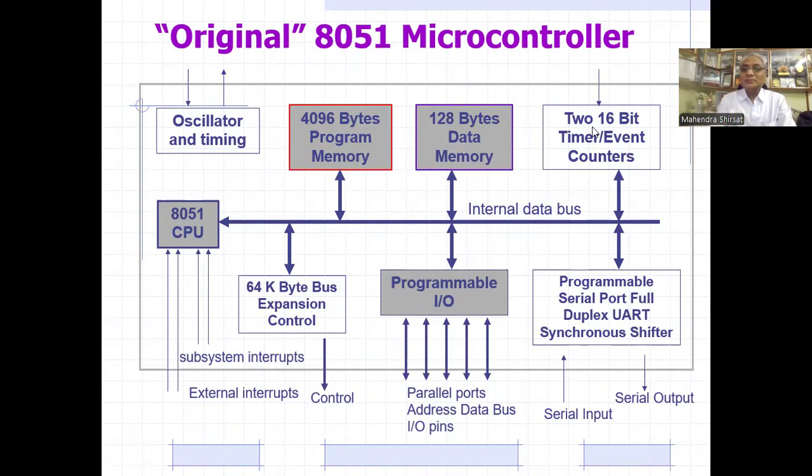We do have two 16-bit timer event counters, which are being used to control the internal operation of microcontrollers. And then we have this 4096 byte program memory, and this is data memory. As I mentioned earlier, here in this particular block, the memory has been segregated into two different sections: program memory and data memory.